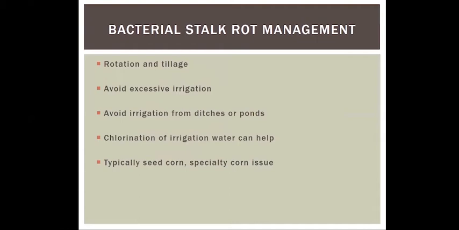Typically when we do see bacterial stalk rot issues, it's because people are irrigating from ditches or ponds. Sweet corn, specialty corn like that, this pathogen loves to hang out in ditches and ponds as epiphytes and endophytes on other weeds and grasses. So you want to avoid that if possible.